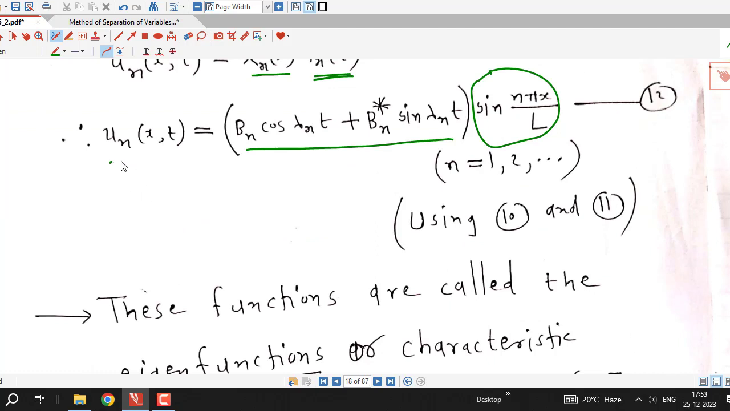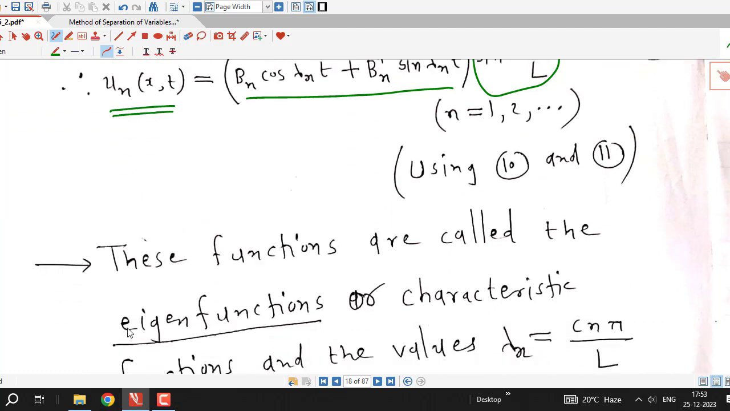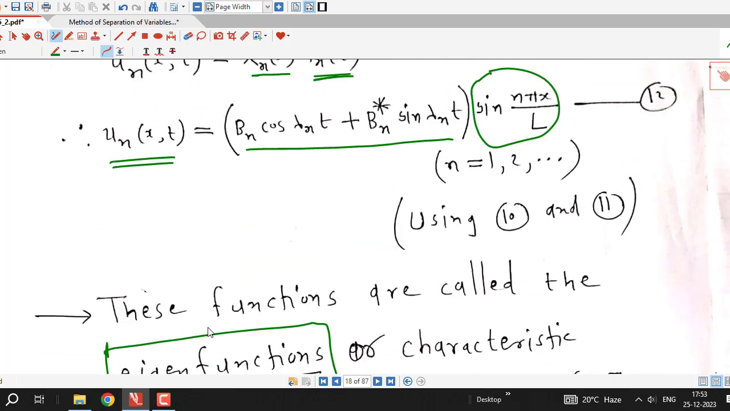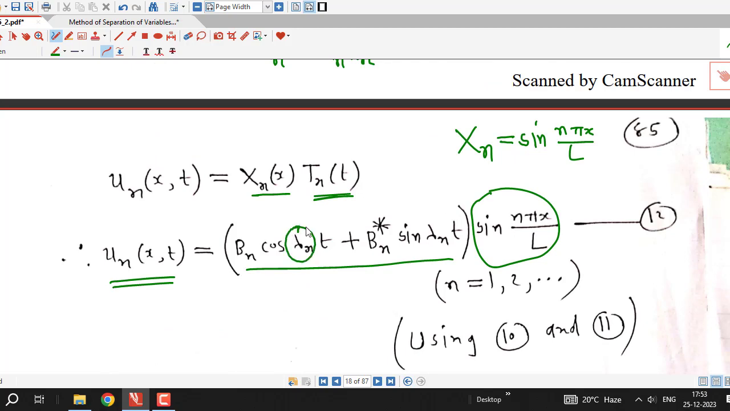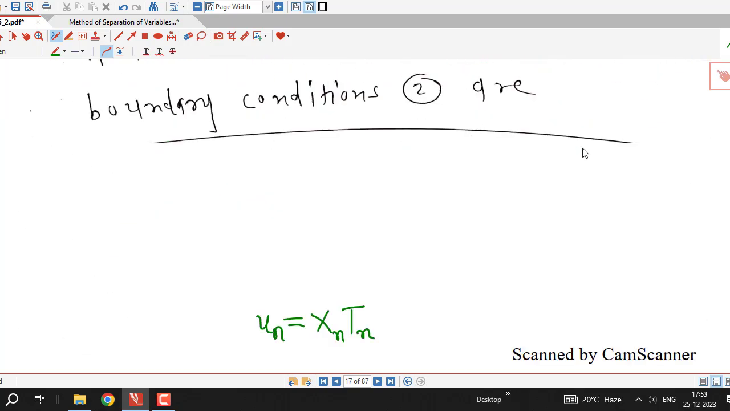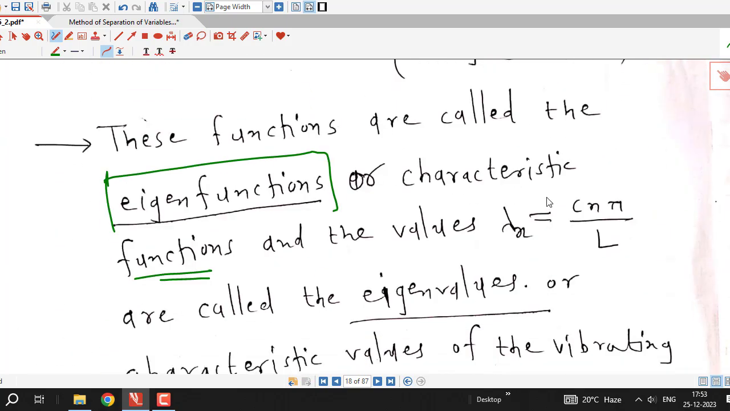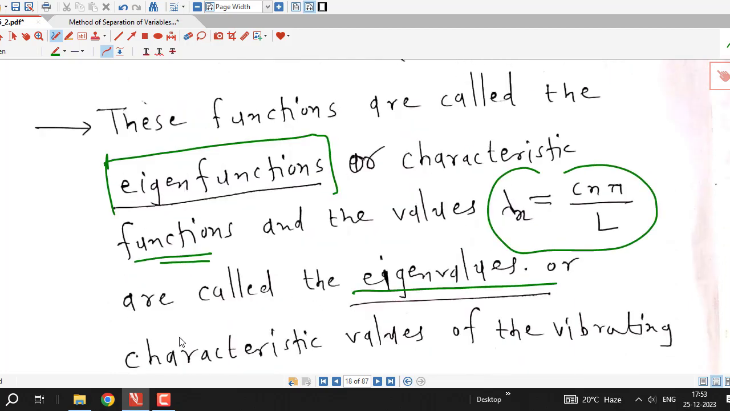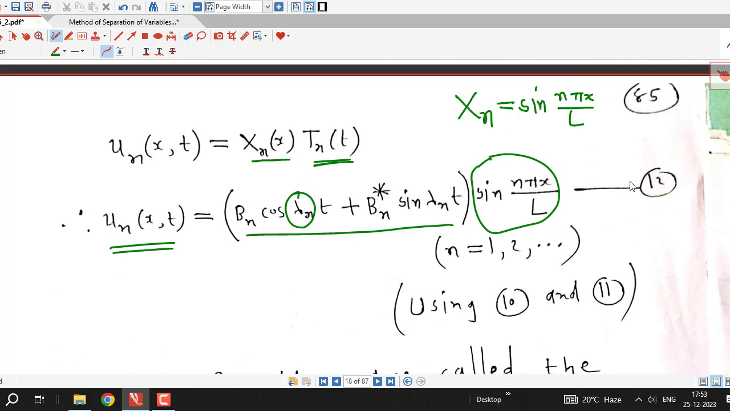So these functions are known as eigenfunctions or characteristic functions, and this lambda n, what is lambda n? It was the value cn pi over l. This lambda n equal to cn pi over l, they are called eigenvalues or characteristic values of the vibrating string. And we have not used initial conditions so far. So we know that these eigenfunctions satisfy the boundary conditions.